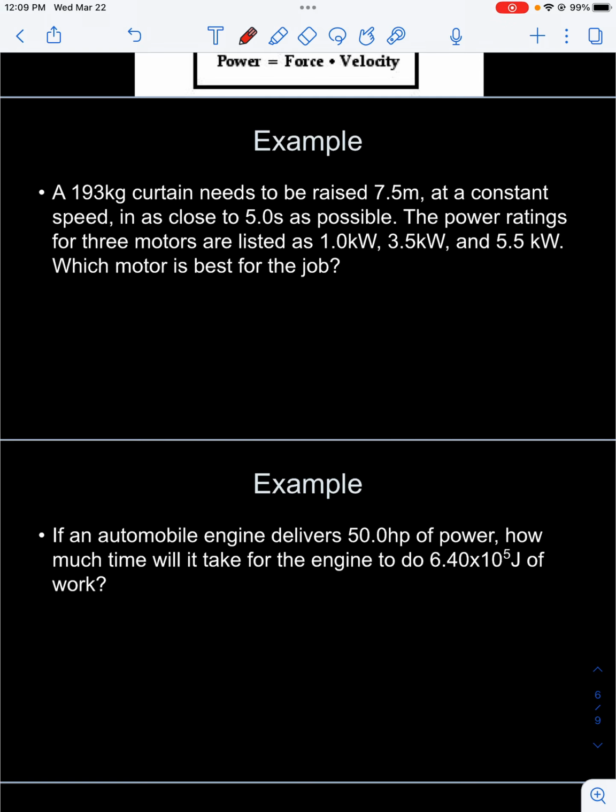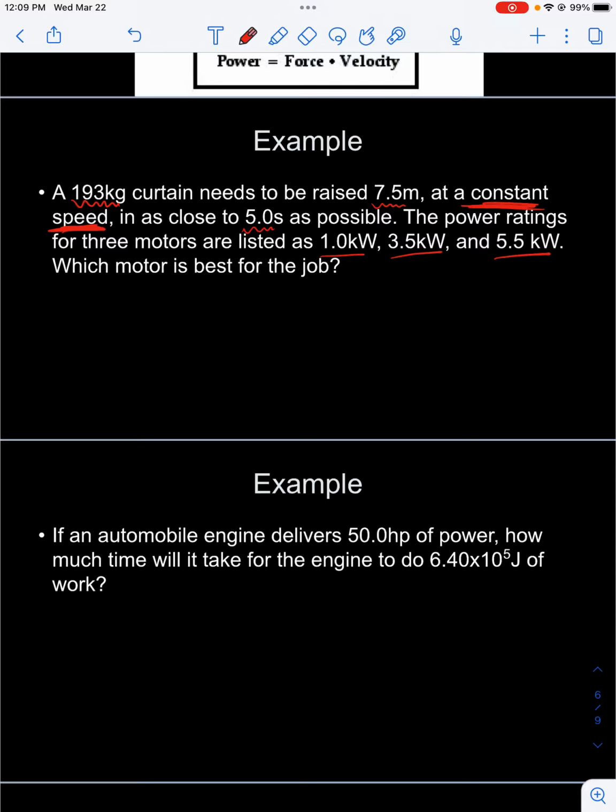So let's do our first example. We have a 193 kilogram curtain that needs to be raised 7.5 meters at a constant speed in as close to 5 seconds as possible. We have 3 different motors: a 1 kilowatt motor, a 3.5 kilowatt motor, and a 5.5 kilowatt motor. We want to know which motor is the best for the job.